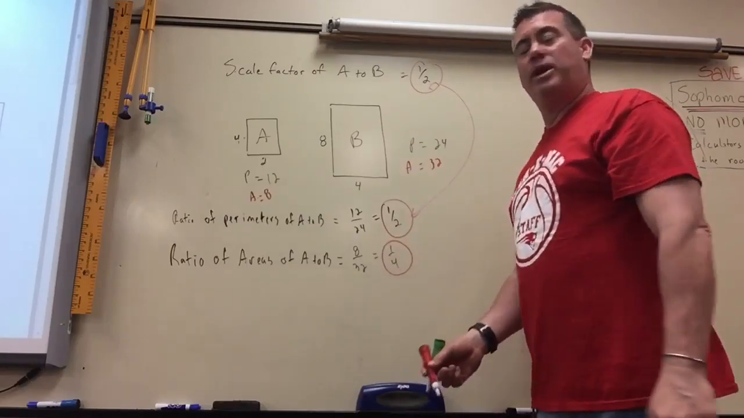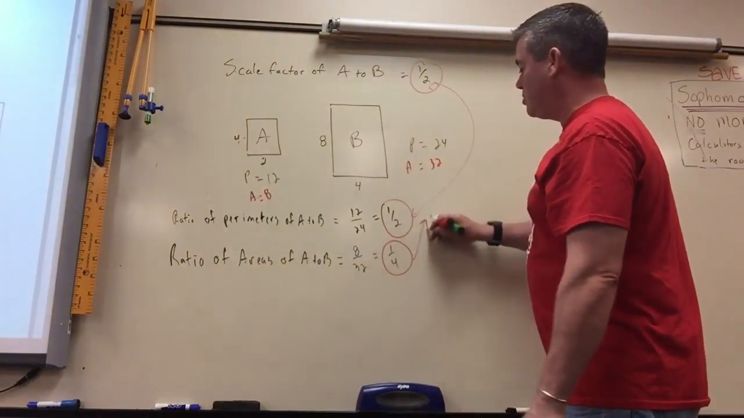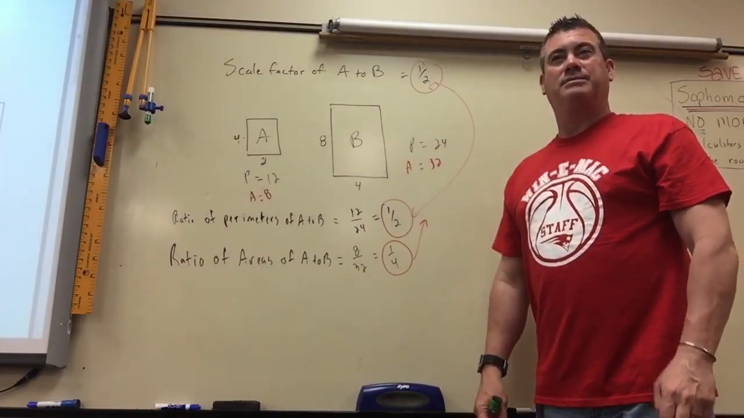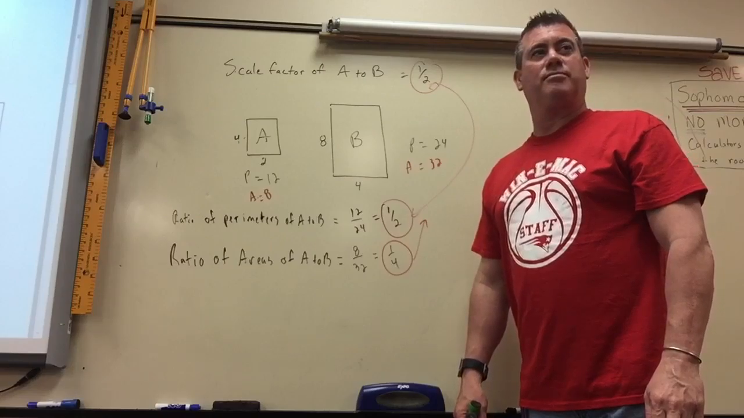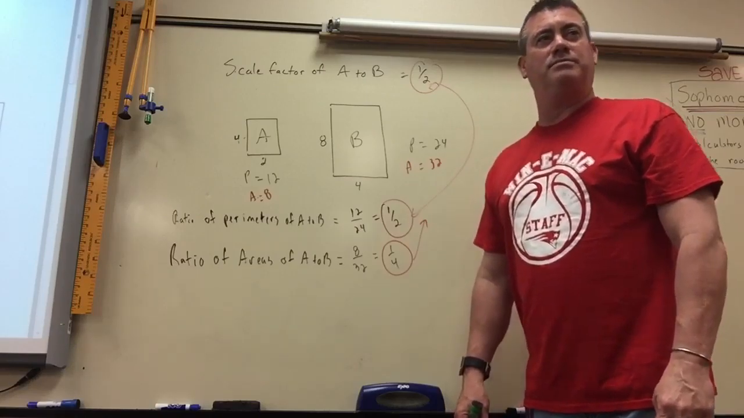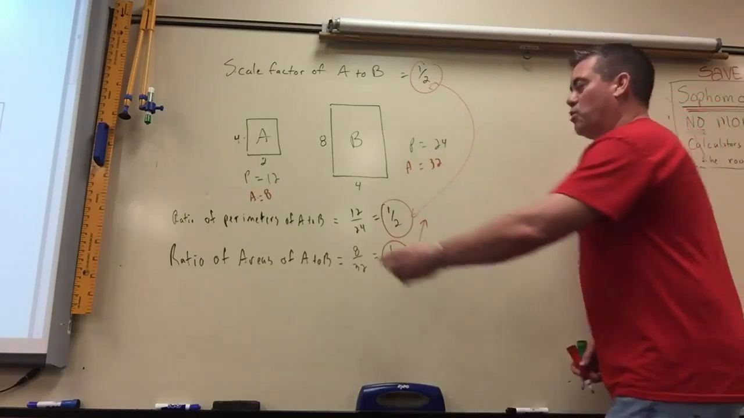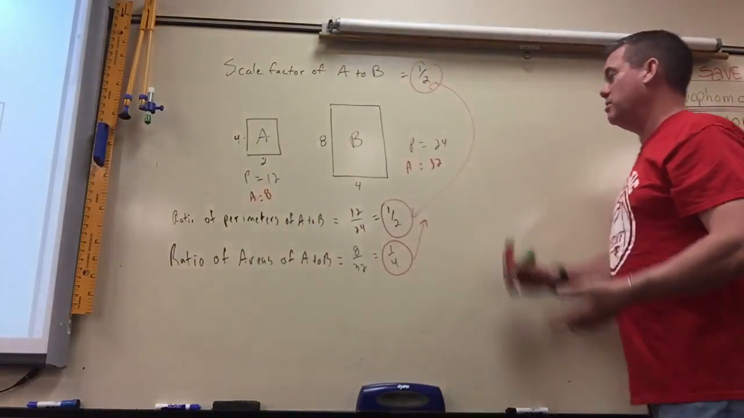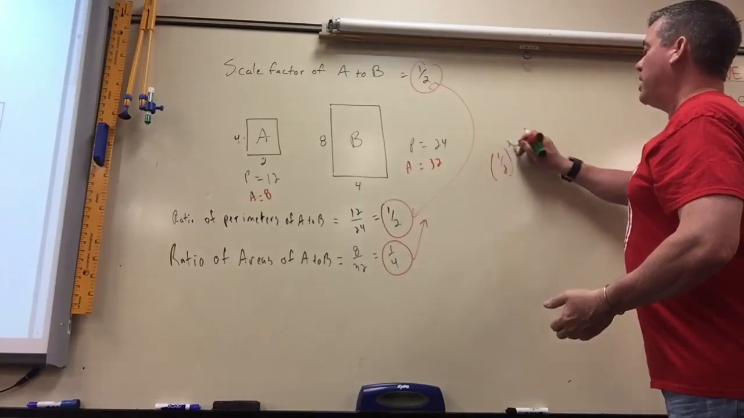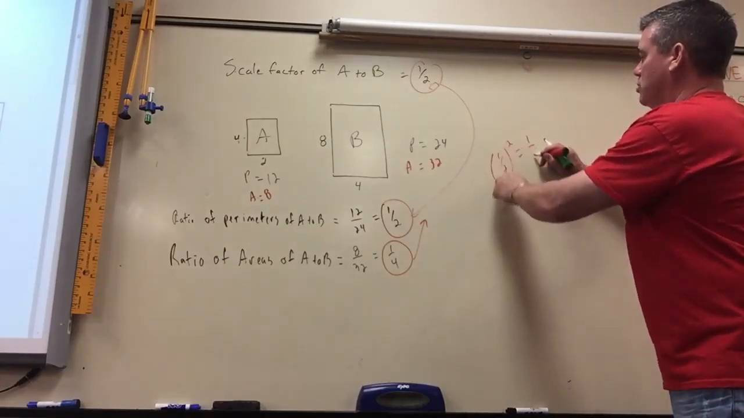Now, do you remember how the ratio of the areas compared to these two? Areas are always what? Squared. So the ratio of the areas is going to be whatever these two are squared. Because 1/2 squared is 1 squared is 1, 2 squared is 4.